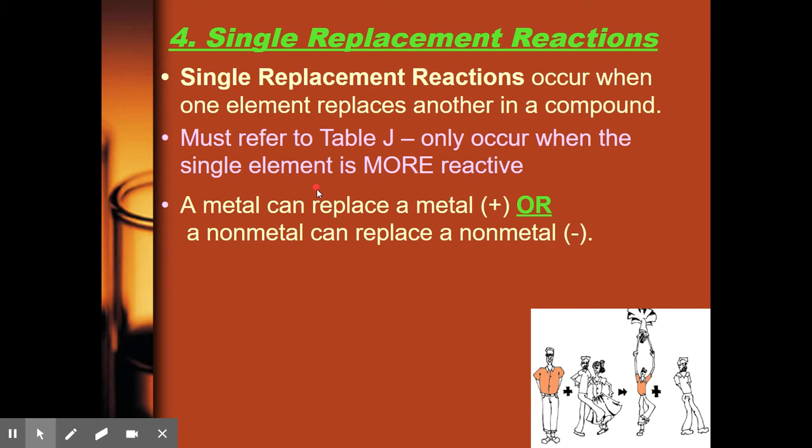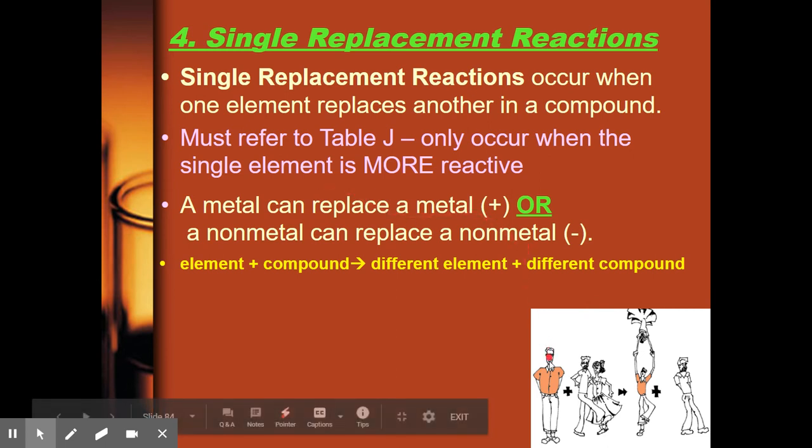So what I was saying before is a metal can replace a metal, or a non-metal can replace a non-metal. We can say metals or non-metals, or you can say a positive ion or a negative ion, because that's really the important thing. You have an element and a compound. It's going to make a different element and a different compound. So if you look down here, you have an element and a compound. It's going to make a different element. Notice the thing stuck out by itself is different than the one that we started with. And then you have a different combination, or a different couple.